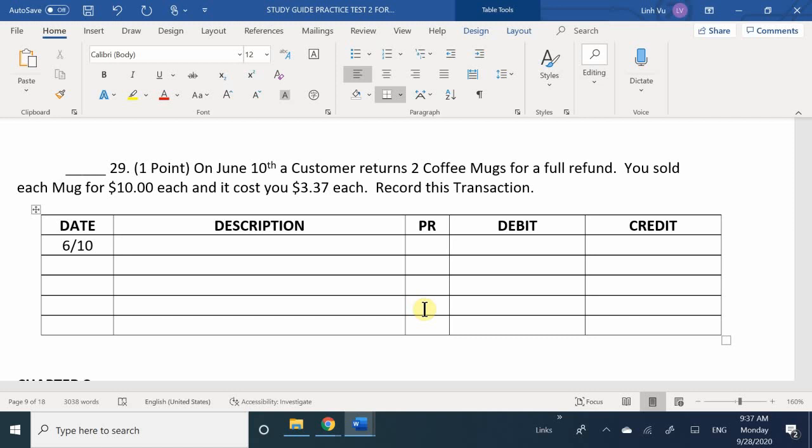Because the original transaction, everybody paid in cash. Are we receiving cash or are we giving cash away? No worries. Anybody want to try?